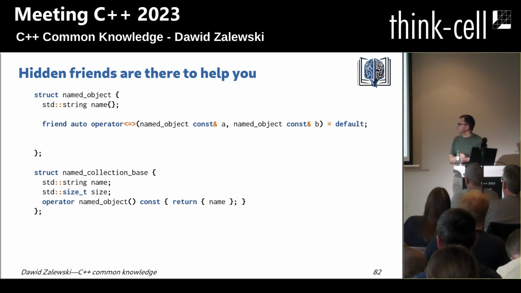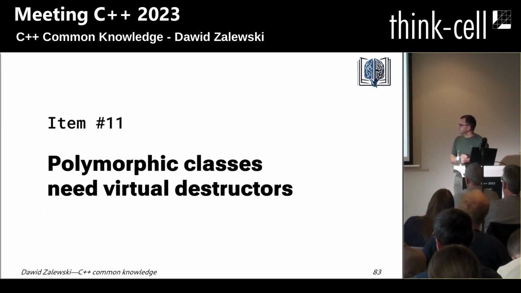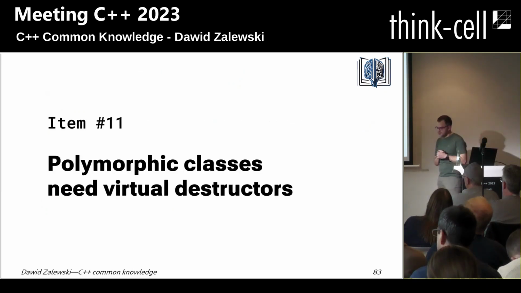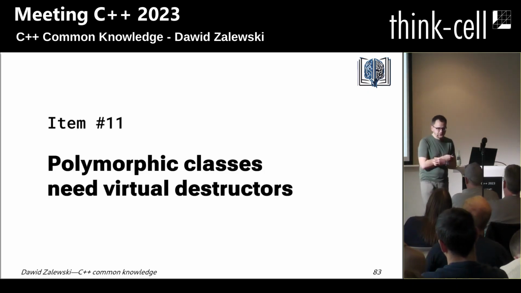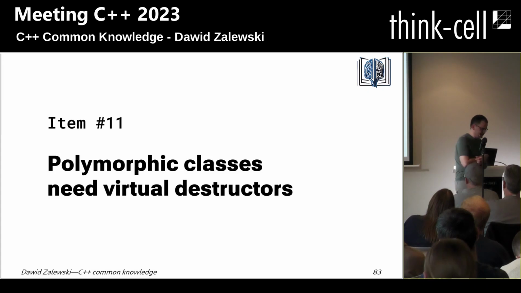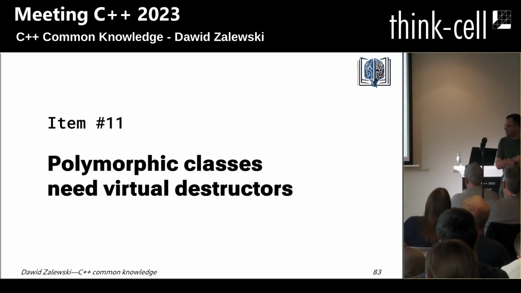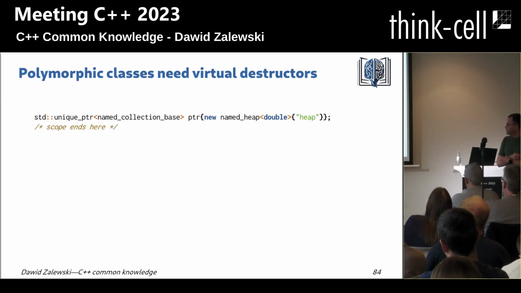The next one. Polymorphic classes need virtual destructors. That's where I leaked memory. You most likely didn't see it, but I did leak memory a lot in the first slides. I had something like this, or actually I didn't have something like this. It will come, but let's look at those couple of examples.